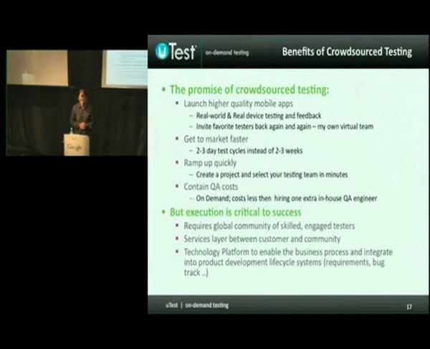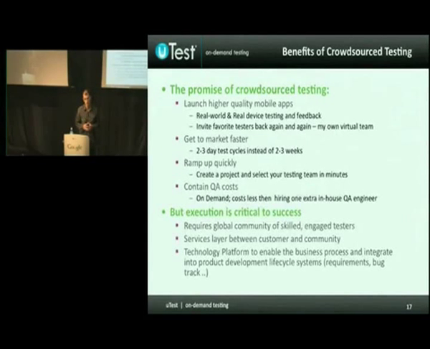So if you did everything right, what does crowdsourced testing give you? It gives you the capability to really launch higher quality applications, tested across real-world devices in real-world locations by real people that meet your criteria. The capability to invite testers back, build my own virtual testing team that continues to grow with me from cycle to cycle, get to market faster.